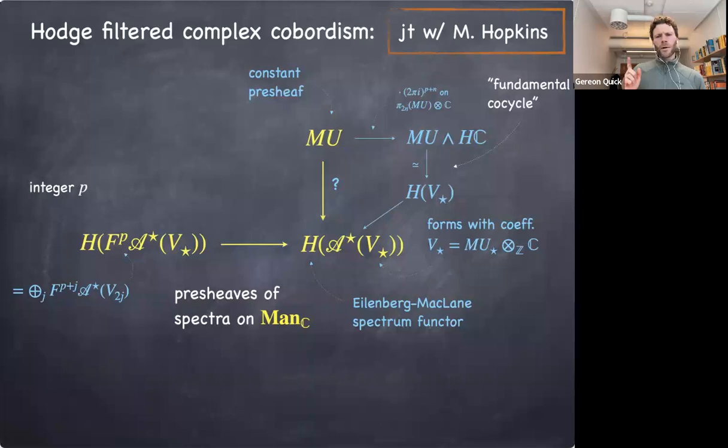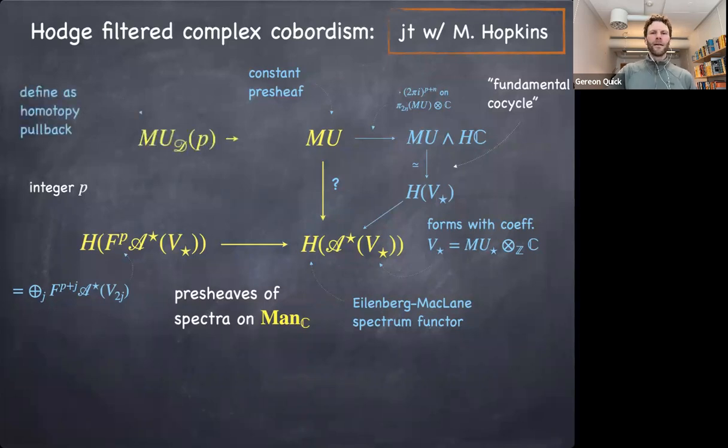Okay, so I'm going to get back to this map in a second. If you think that's a weird map, I totally agree. And we're going to try to analyze it a little bit further in a second. Okay, but now we take the homotopy pullback of this diagram and use this as the definition of a new presheaf of spectra that we call MUDP. And this is now the new gadget that we will use in order to define a new cohomology theory.